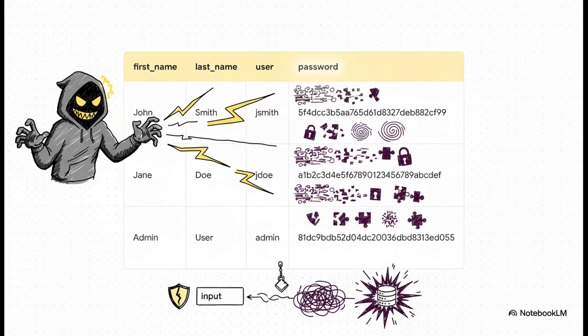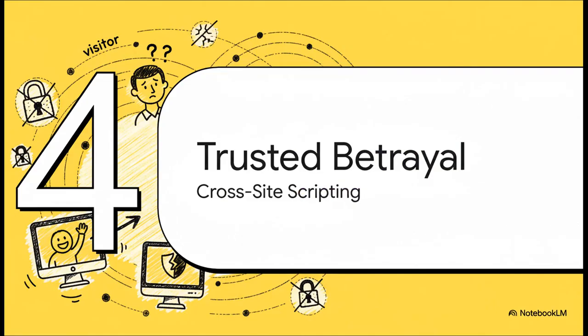Now you'll see the passwords are hashed, they're scrambled. But once they're stolen, a hacker can work on cracking them offline. And this is the really scary part. One tiny flaw in one little input box can lead to the whole system being completely compromised. All right, let's move on to our second attack.